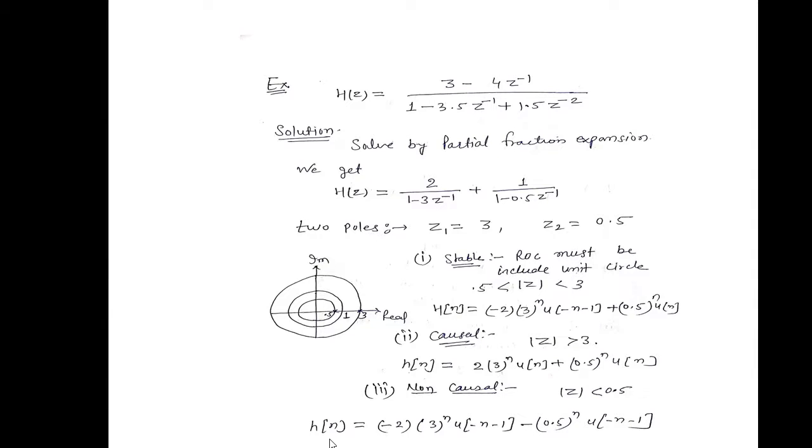So how can we define the discrete time signal h of n? h of n is equal to minus 2, because this is left sided, minus 2 multiplied by 3 to the power n u of minus n minus 1, minus 0.5 to the power n u of minus n minus 1.